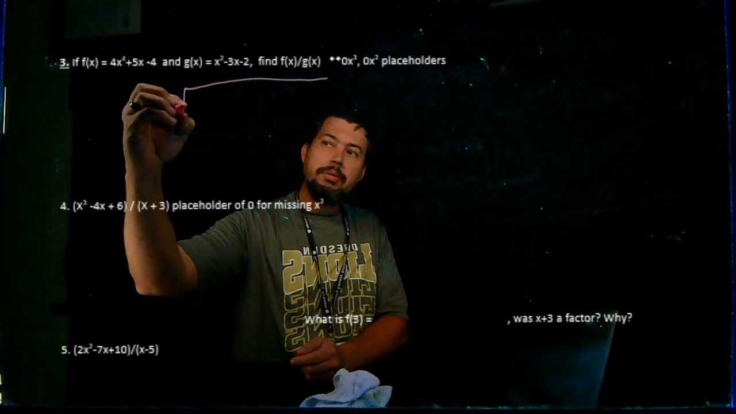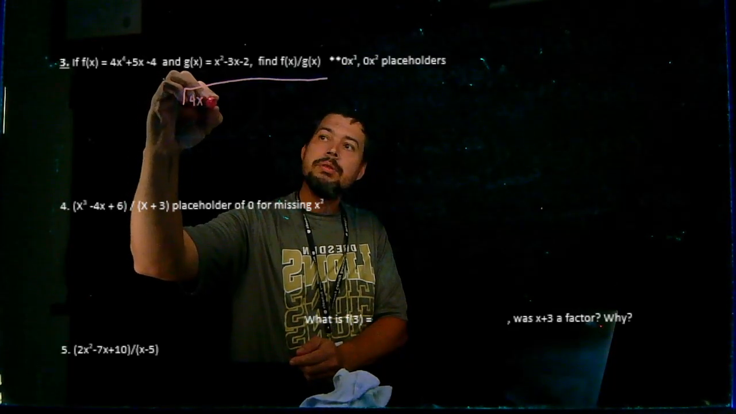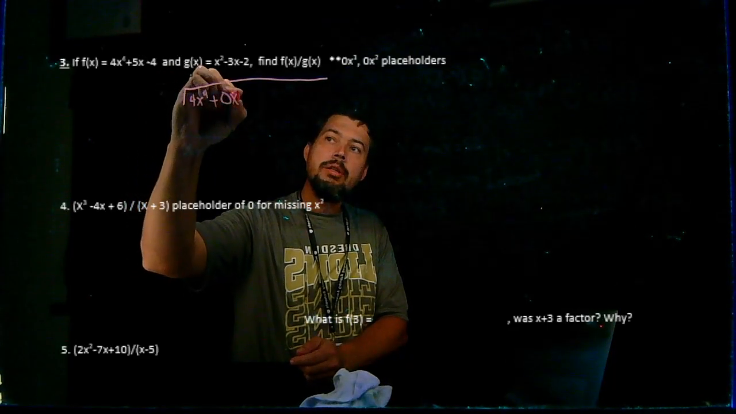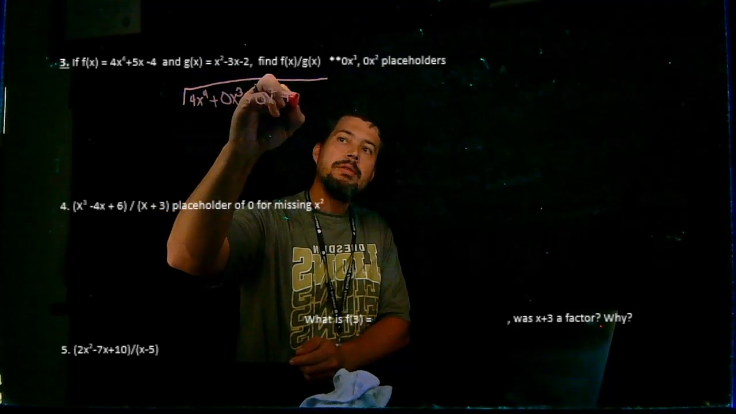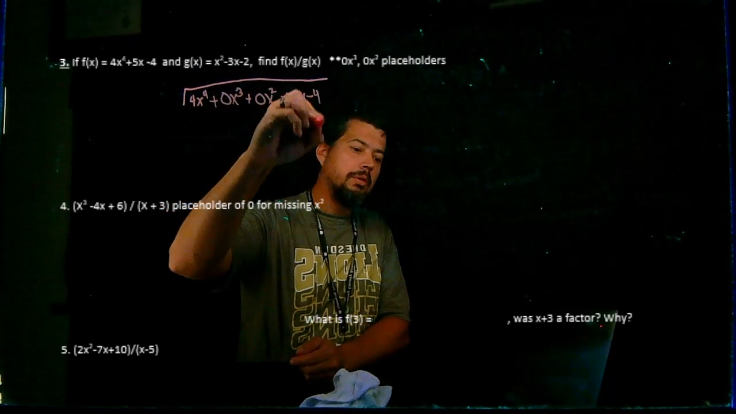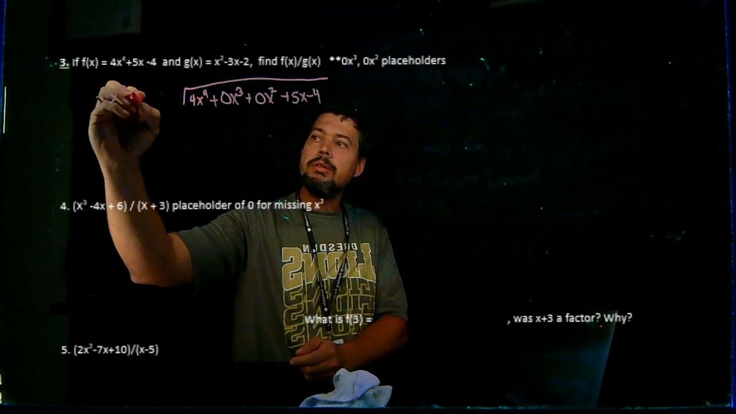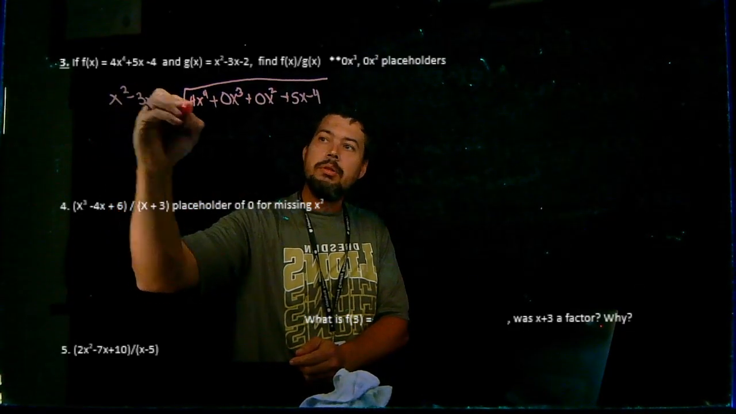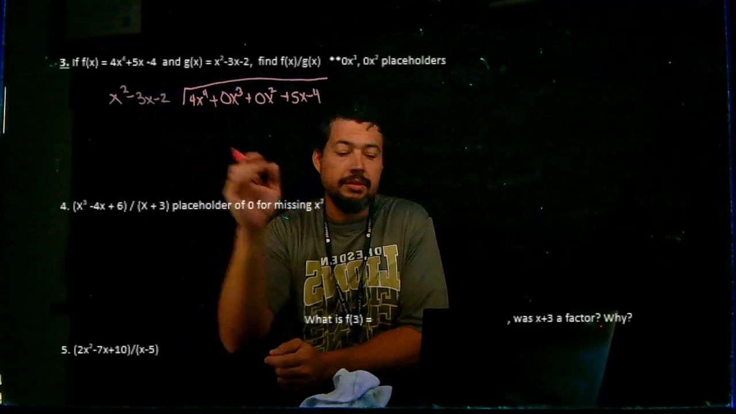All right, so we're going to put 4x to the fourth inside. And I'm going to put in placeholders. I don't have any x cubes. I don't have any x squareds. Then plus 5x and then minus 4. And we're going to put the x squared minus 3x minus 2 on the outside. Or the divisor, sorry. This is the dividend, that's the divisor.